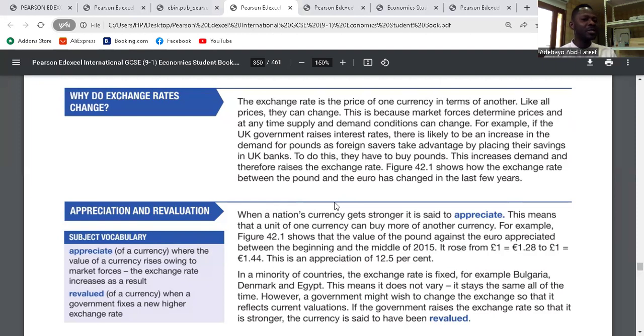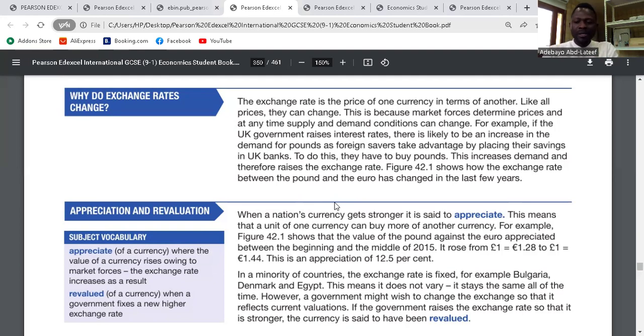So one of the factors that makes the exchange rate change is the interest rate, which was mentioned there. As soon as interest rate increases in a country, the demand for that country's currency would increase because foreign savers would want to save in that country. And for them to be able to do that, they have to buy the country's currency. So the demand for the currency has increased. That's the point they are making here.